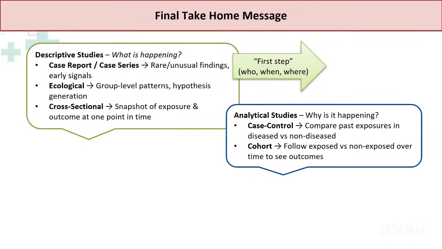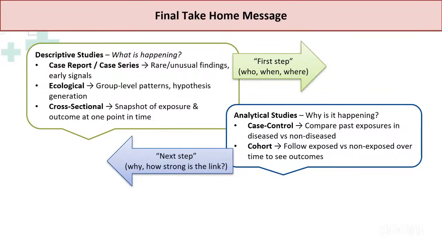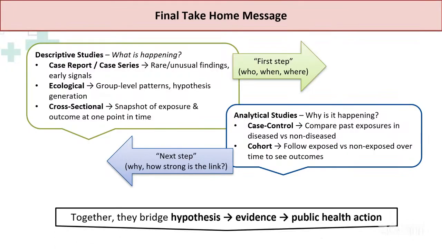The second type is analytical study, which will answer the question of why the outcome is happening, why the exposure is happening. And it has 2 types, case control and cohort. The case control will compare the past exposure in deceased versus non-deceased patients, and in cohort, it will follow the exposed and non-exposed patients over time to see the outcome. Analytical studies are the next step to understand why and how strong is the link between exposure and outcome. So together, these studies will bridge the gap between hypothesis, evidence, and public health action.